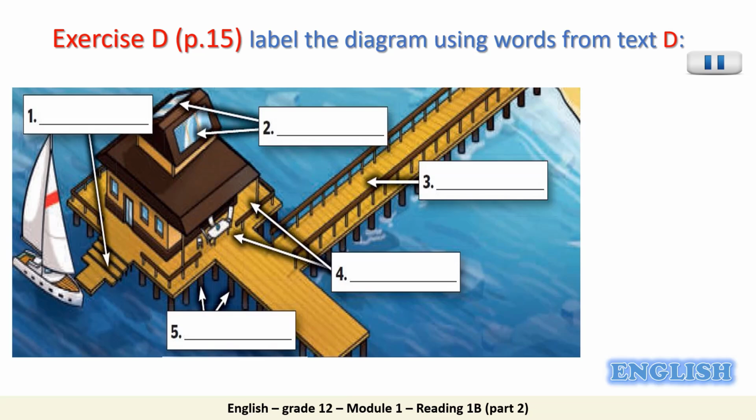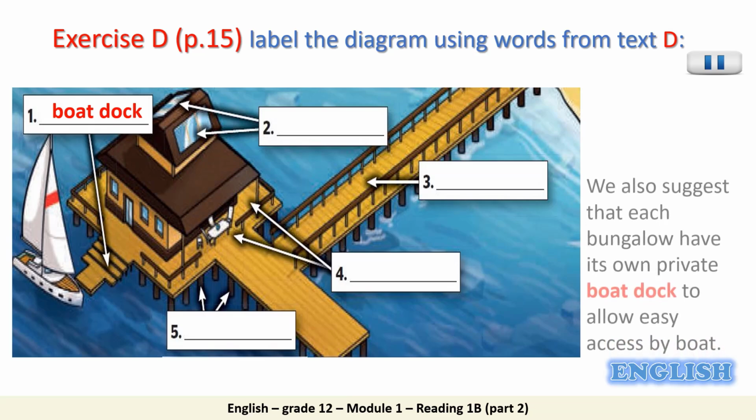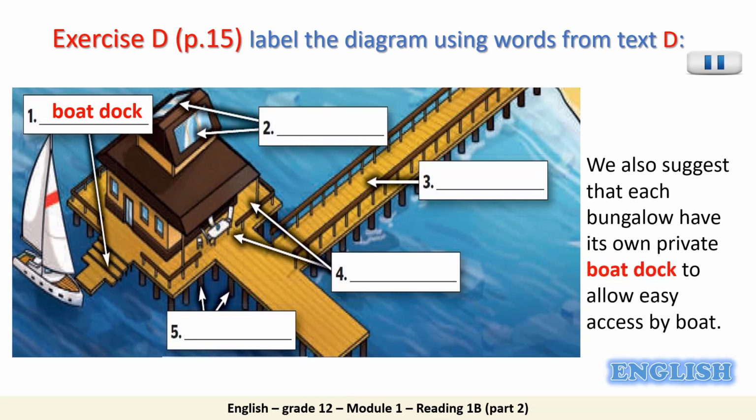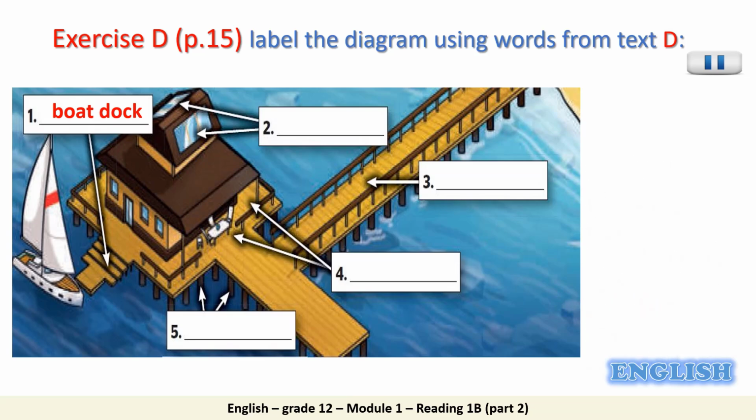Now let's correct. Number 1. Boat dock. We also suggest that each bungalow have its own private boat dock to allow easy access by boat. The boat dock allows easy access to the bungalow, so this is one of the features of the boat dock. Number 2.